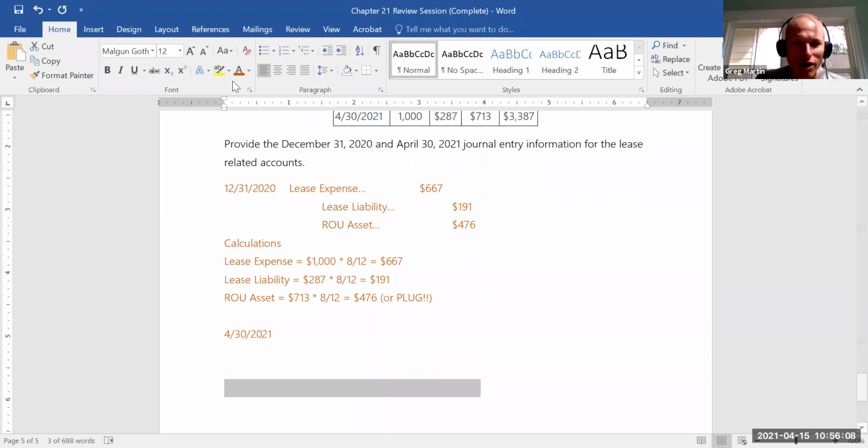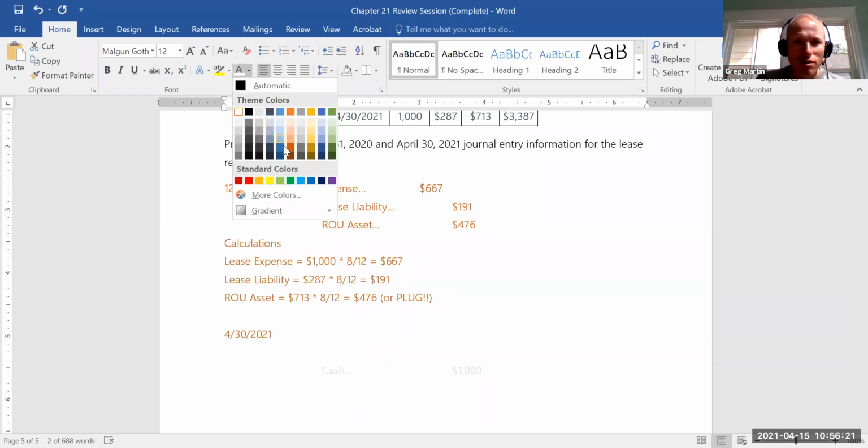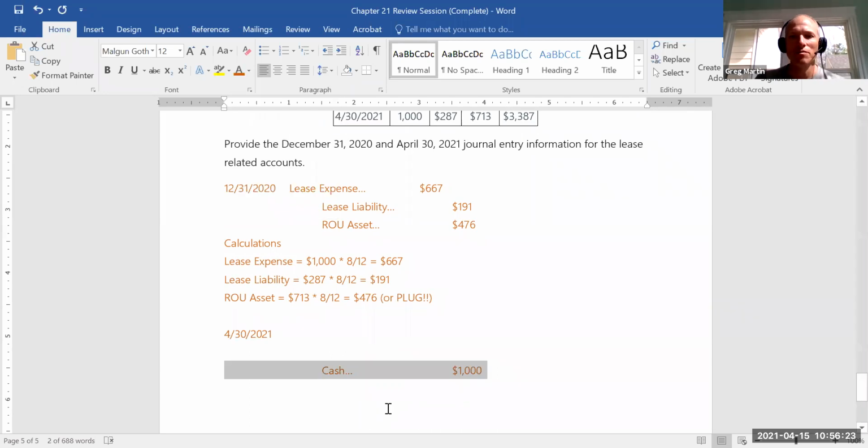So we're going to credit cash. See if I can grab the right line. It probably won't. Ah, dang it. All right, we're going to change that to white. And I think it must be right above it. There it is. Cash. We're going to credit cash $1,000.